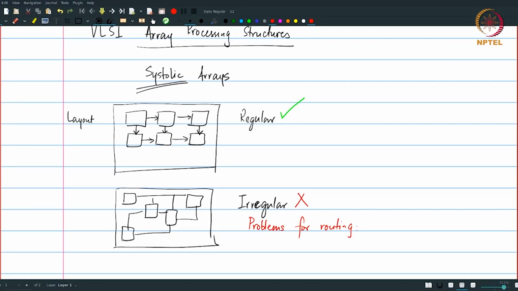The next question that we would be interested in is, what kind of applications can I look at, and how do I go about taking an application and mapping it onto this kind of regular structure?